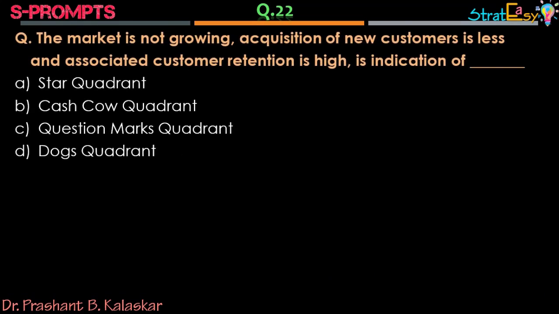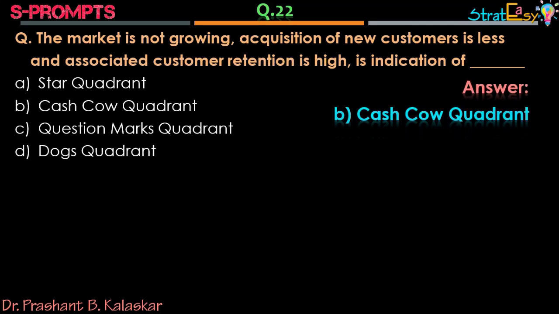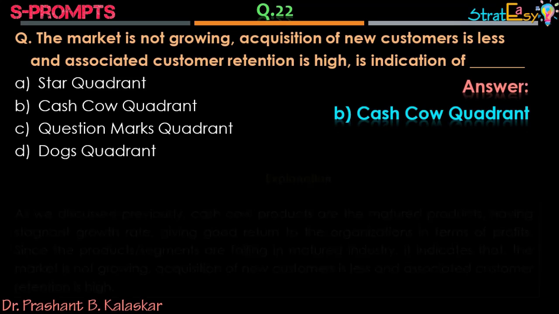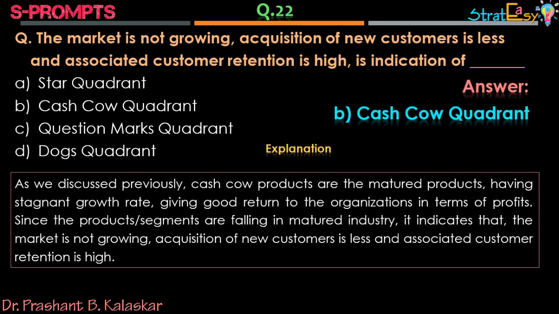Question number 22. The market is not growing, acquisition of new customer is less and associated customer retention is high is an indication of dash, and the right answer is option B, cash cow quadrant. As we discussed previously, cash cow products are those matured products having stagnant growth rate, giving good returns to the business organizations in terms of profits.